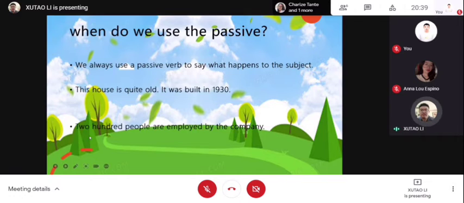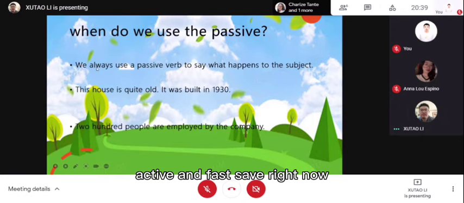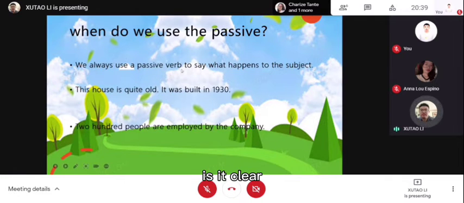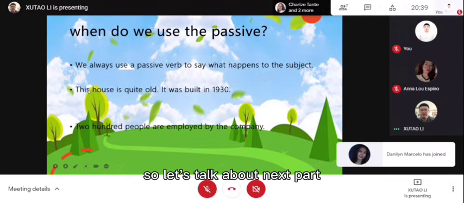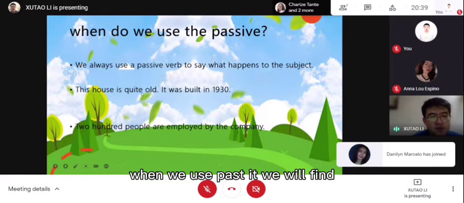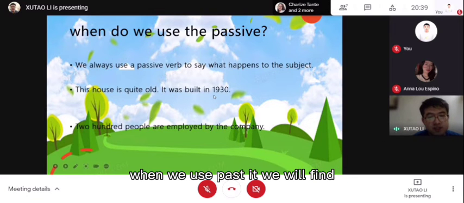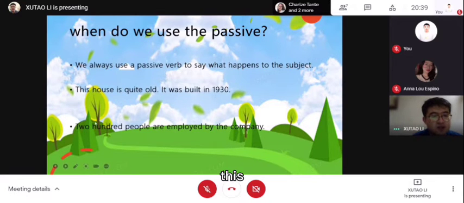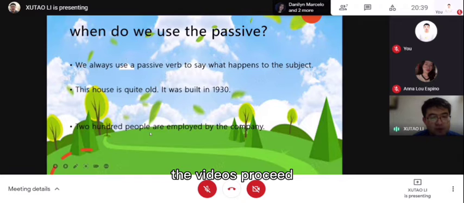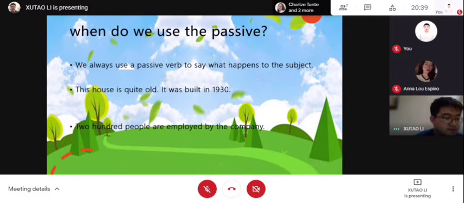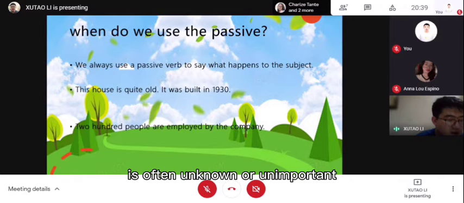So, do you know how to distinguish and use active and passive right now? Is it clear? Yes, sir. Okay, good. So let's talk about the next part. When we use passive, who or what causes the action is often unknown or unimportant.